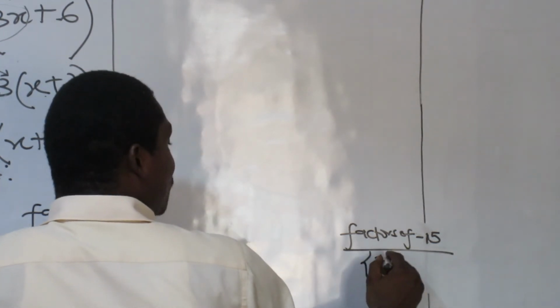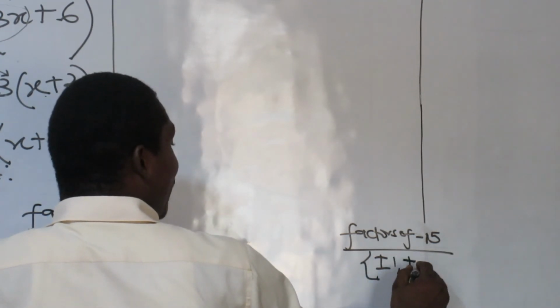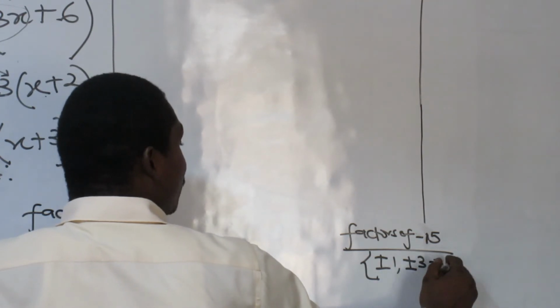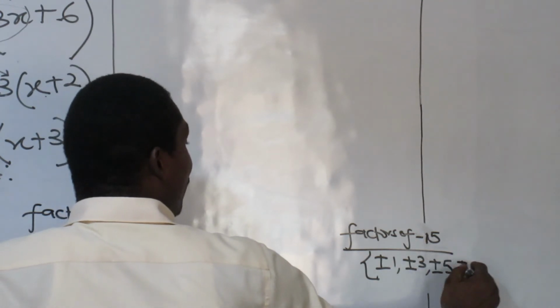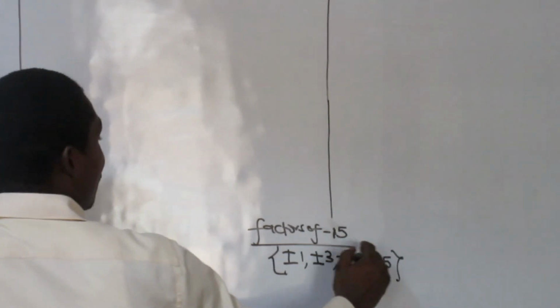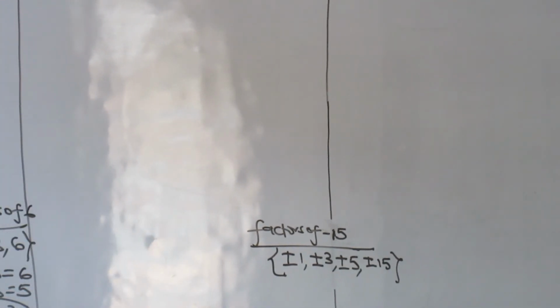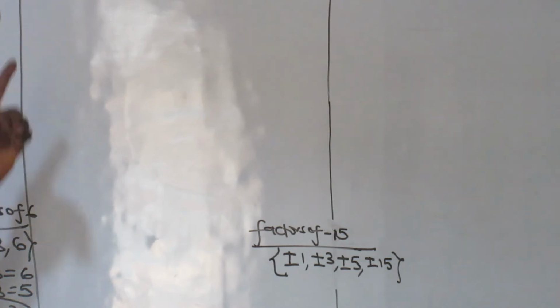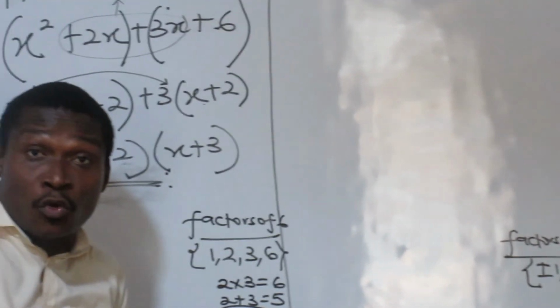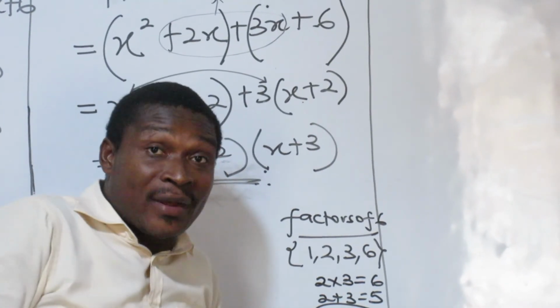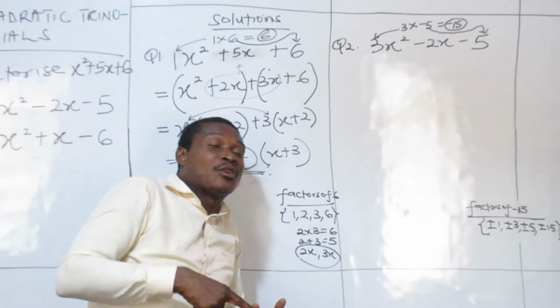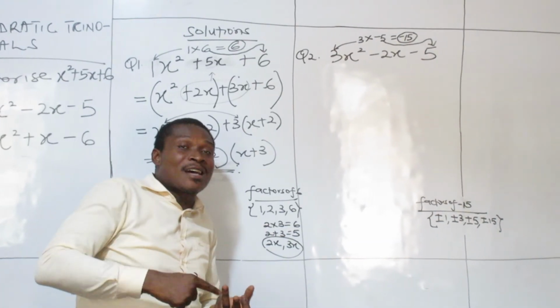So I have plus or minus 1, plus or minus 3, plus or minus 5, and plus or minus 15 itself. Please, why do I call something plus or minus? It means, since it's negative, it can be plus or minus. Because negative 1 can go into negative 15, positive 1 can also go into positive 15. Negative 3 can go into negative 15, positive 3 can also go there. That is why it is plus or minus.